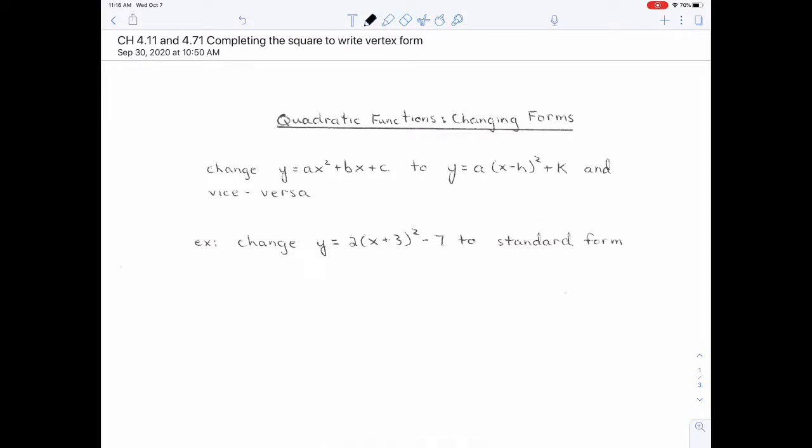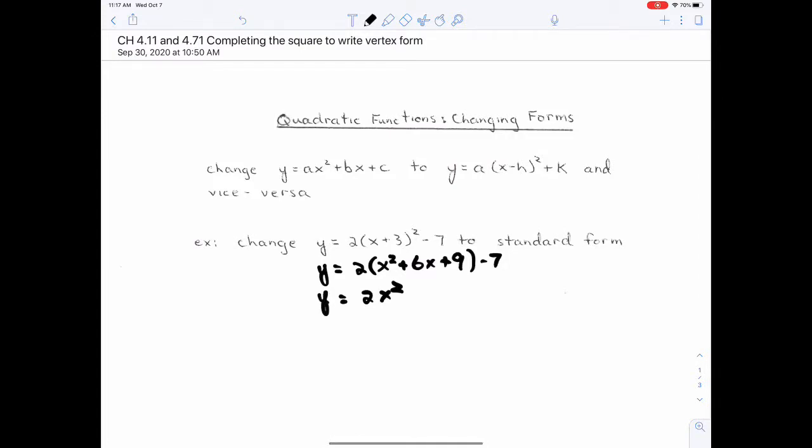Okay, first one, let's do the easy one first. Changing vertex form into standard form, all you do is multiply. So we square the x plus 3. You should know how to do that. It's x squared plus 6x plus 9. Distribute the 2. Right away, if you're doing what I'm doing here, you're dust. You didn't put the y equals.